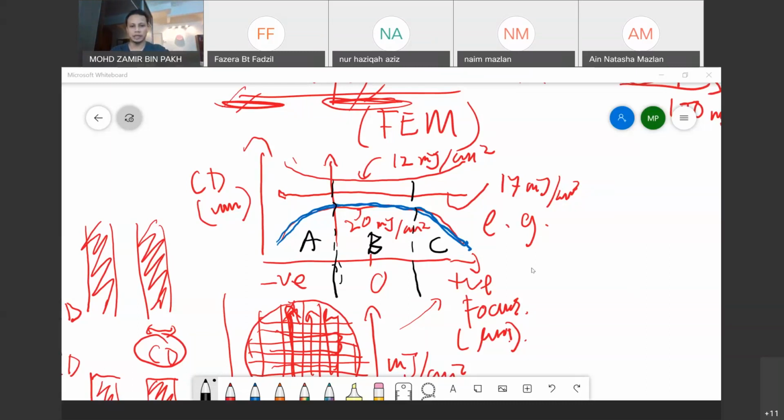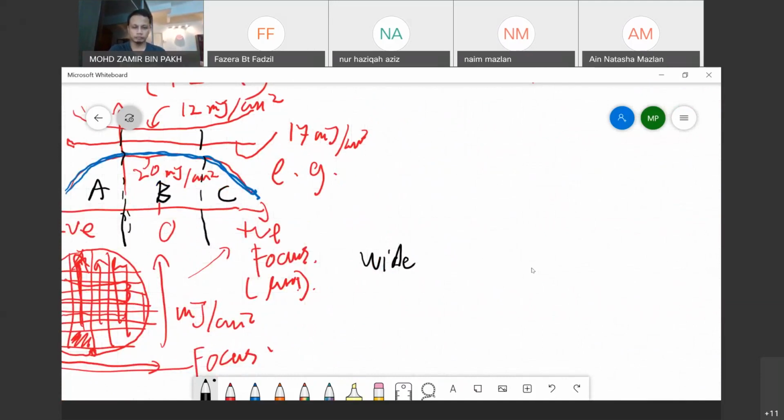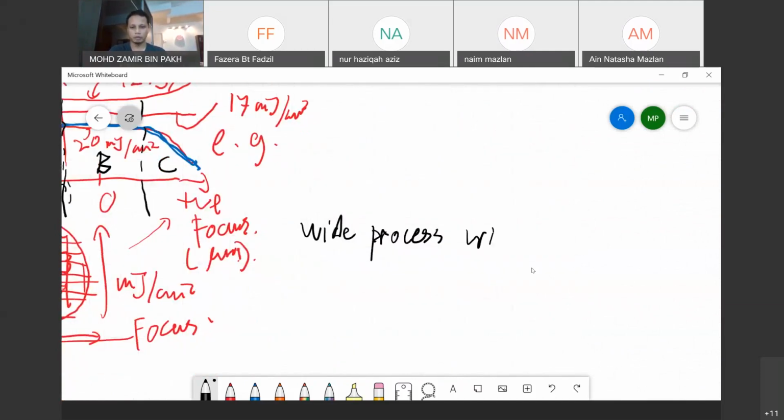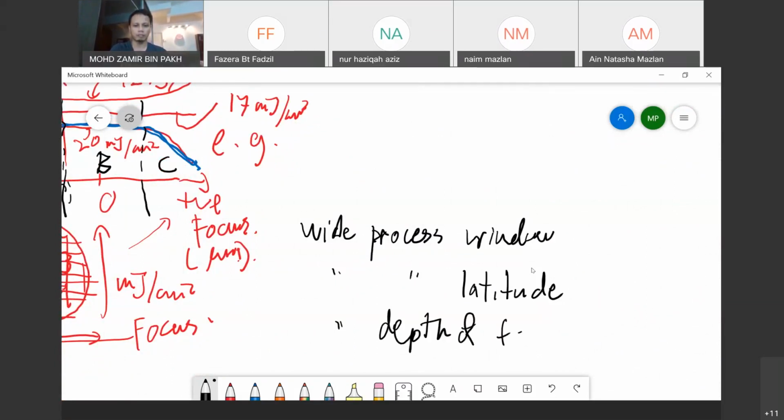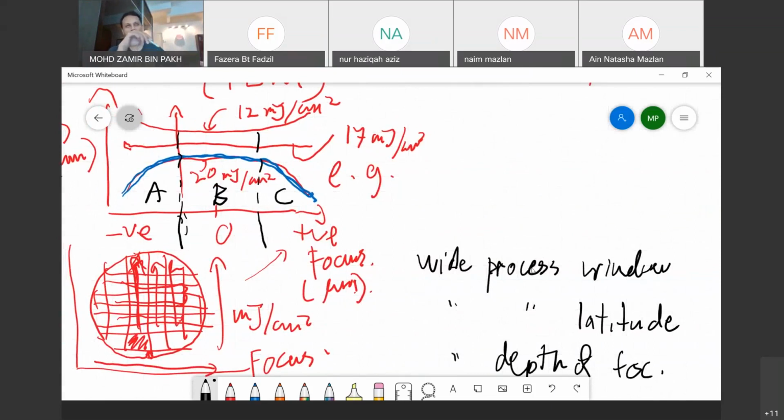Okay, so why B, wide? There are many terminologies we use in lithography. Wide process window, wide process latitude, same thing actually, wide depth of focus. So what this means is when you vary the focus from say negative something to positive something in this central region, the CD barely changes.